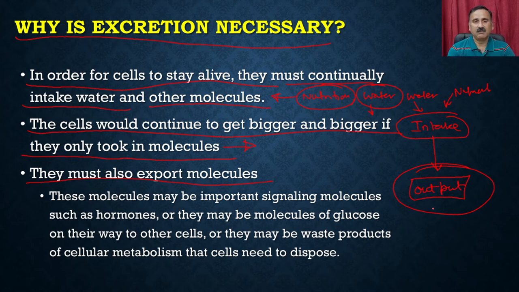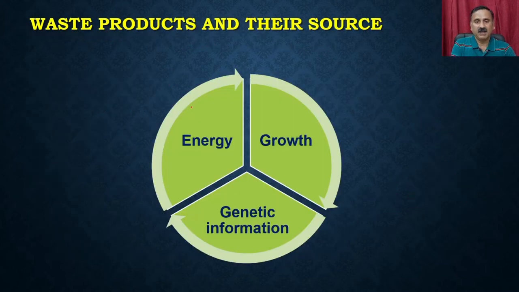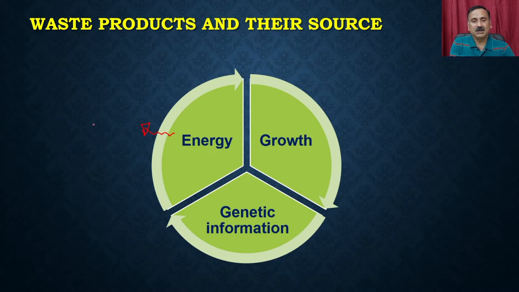Now the question comes: where is this waste material being generated? The waste material is generated when the organism is going through different types of processes. For example, it is going through a process where it is producing energy, right? Because energy is required for different processes, for example locomotion, neural activities, the circulatory system, and so on. That energy requires metabolism, right?